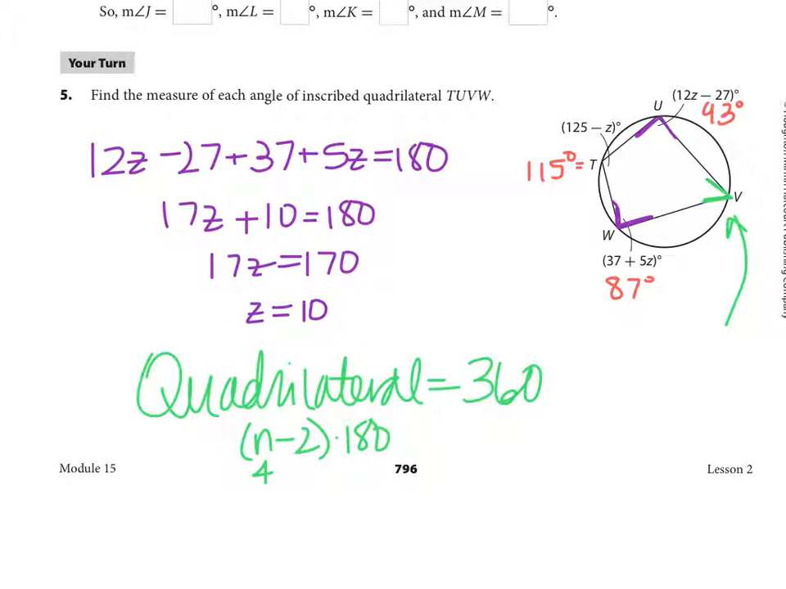So if I know that that's 360, I could go ahead and add the rest of these together and then just subtract them from 360 to find that remaining angle measure. All right, so those added together are 295, which means the measure of angle V is going to equal 65 degrees. All right, so that's how you are going to solve those problems.